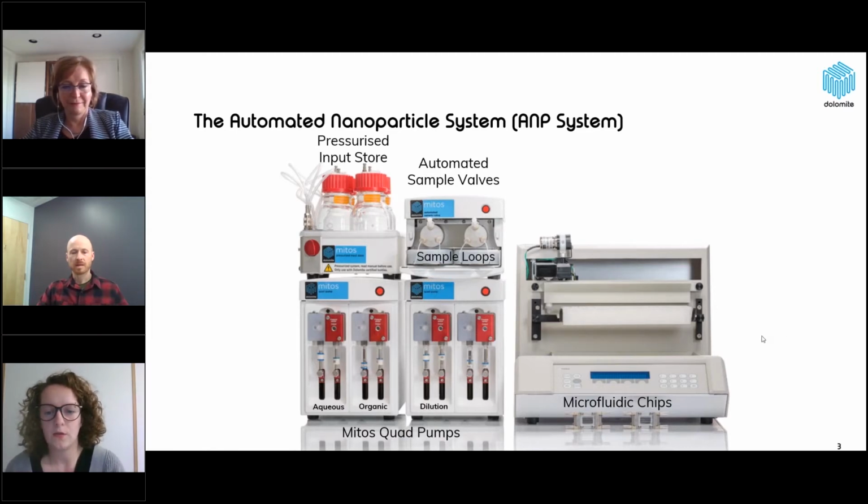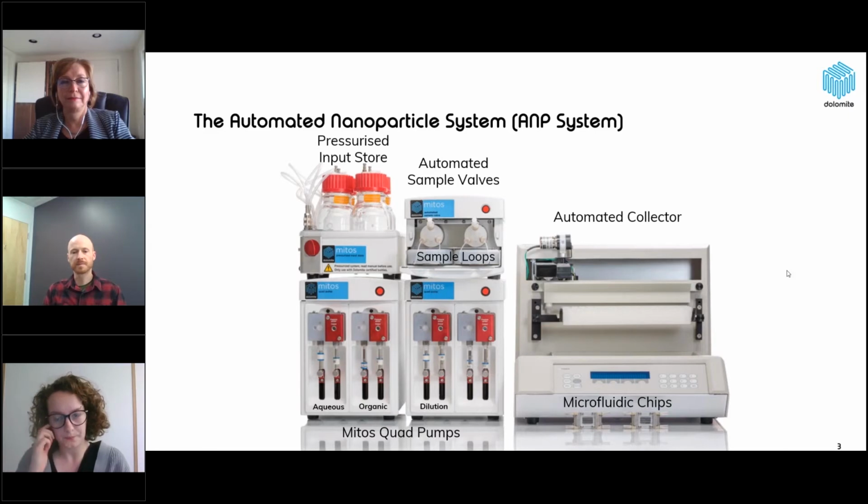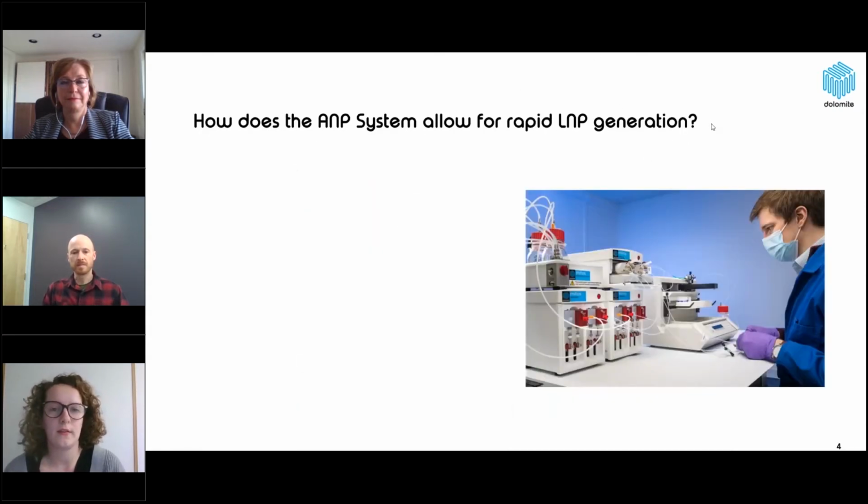The timing of the system, because it is so precise, allows for the collection of your aliquoted sample loop volumes via the automated collector, and any driver fluid that is in front or behind the sample loop is diverted to waste. We will see in the demonstration video that Phosphorex have recorded a bit more about the system, and you'll get an overview of how it works. But as I said, the AMP system was produced to overcome some of those downfalls in microfluidic production and allow for rapid LNP generation.